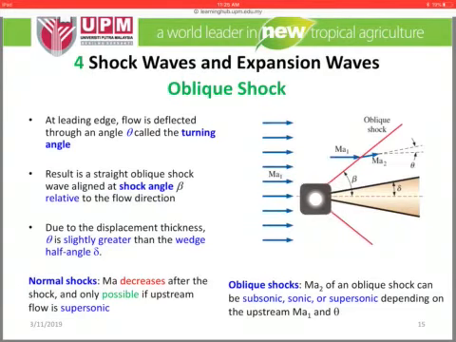But what is the difference from the normal shock? For a normal shock, the line will be perpendicular to the direction of flow. But for an oblique shock, the line is at an angle, which in this case is beta.